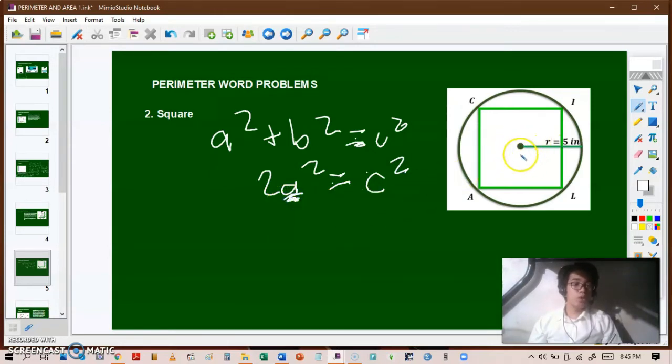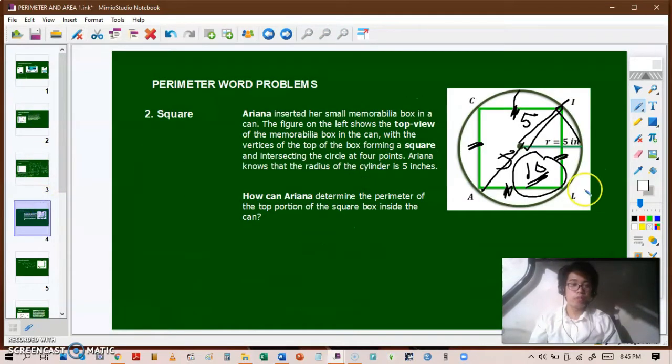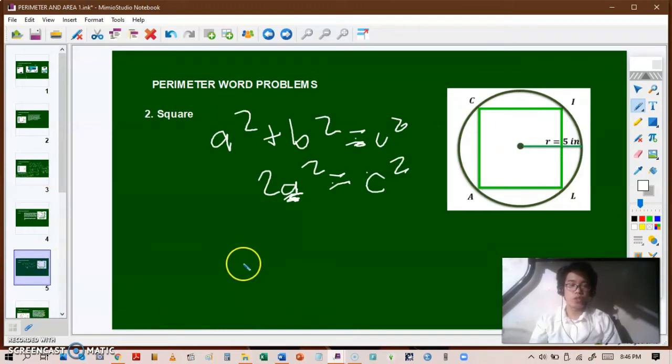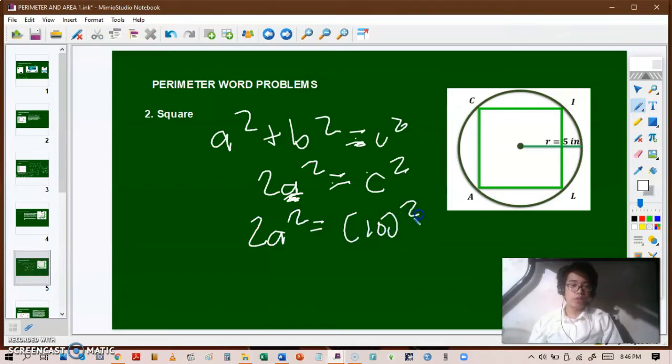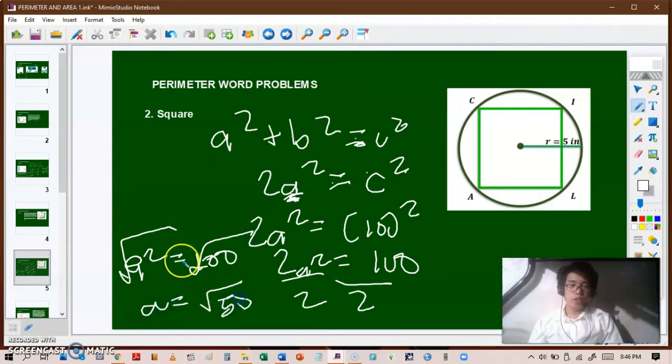But we do know that the diagonal, the long part, or the hypotenuse, or c, measures 10 units, or 10 inches. So 2a squared is going to be equal to 10 squared. So 2a squared is equal to 100, and dividing by 2, a squared is equal to 100/2, which is 50. The value of a, when you take the square root of both sides, is the square root of 50, or a is simply 5 square root of 2. So that's the value of our sides here.